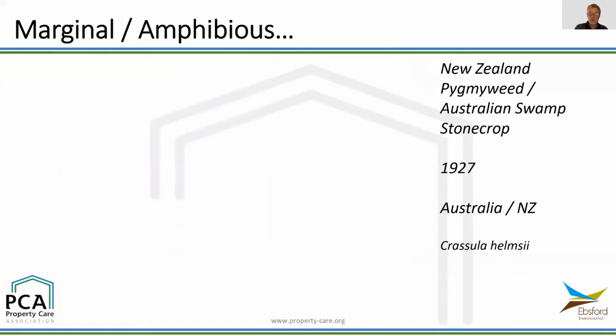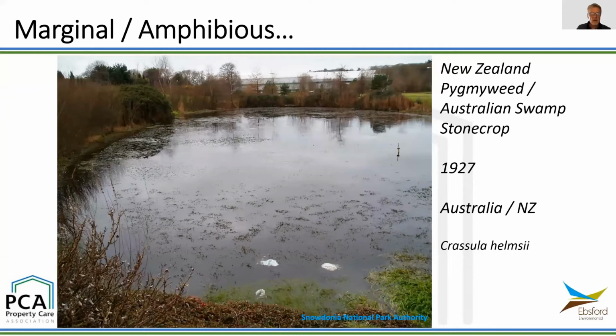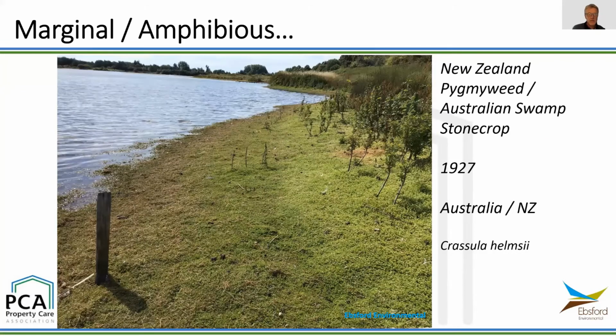The other type of species we've got are what we call marginal or amphibious. And this includes species such as New Zealand pygmyweed or Australian swamp stonecrop, introduced in the early part of the 20th century from Australia and New Zealand. Here we can see it submerged beneath the surface. So it does actually tick the boxes of most of these environments that we've been through so far. So submerged, emergent, but also marginal and amphibious. Here we see it in its sort of tightly cropped grass form along the side of a lake.